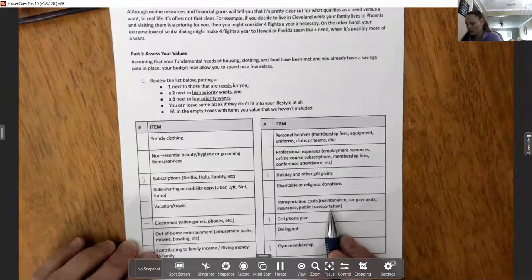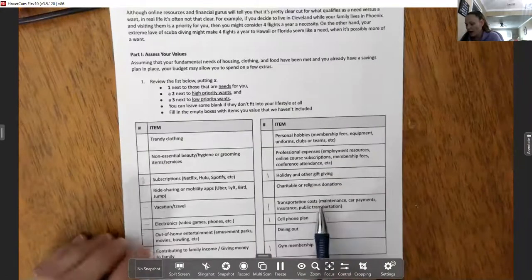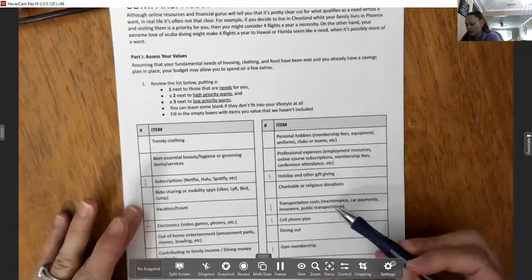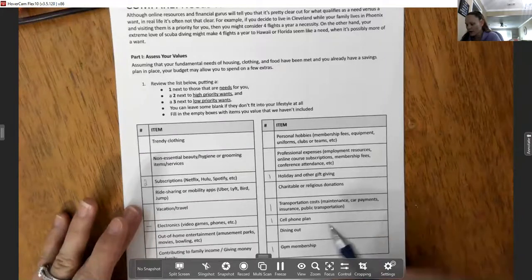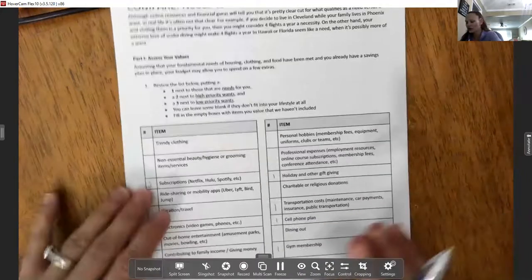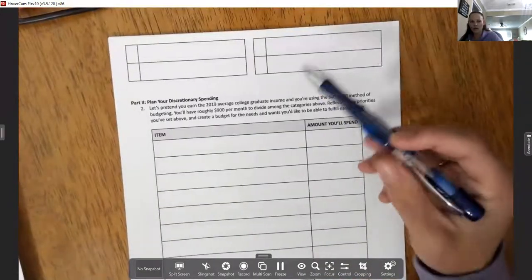Transportation cost, that's a need for me, right? I have to pay my car payment. All of these things are high priority. I have to be able to get to and from work, etc. So you fill in this table. If there's something else not on there, you put it here.